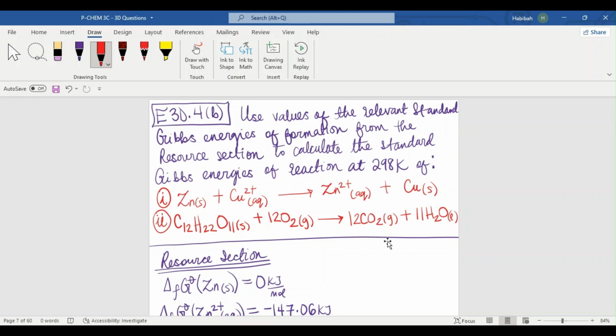So today we're going to be working on the question on the screen that says, use the values of the relevant standard Gibbs energies of formation from the resource section to calculate the standard Gibbs energy of reaction at 298 Kelvin of the following reactions. The first reaction, and then we have another reaction.